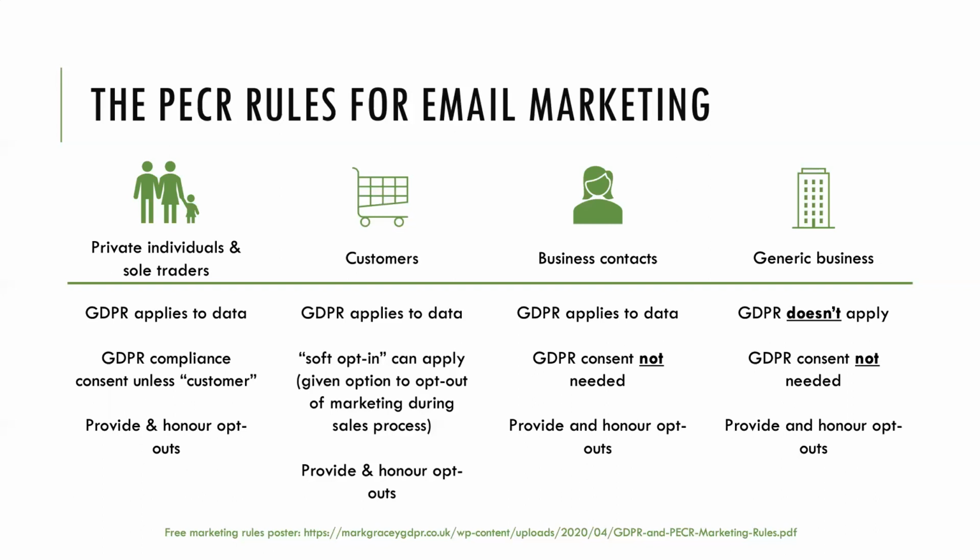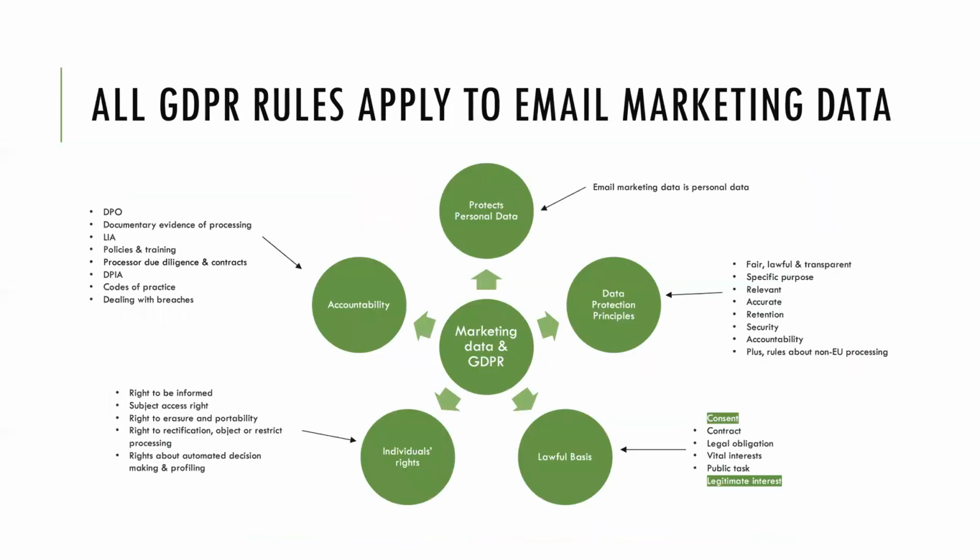So those are the PECR rules. You either need consent because of the type of people you're targeting, or you might be able to rely on soft opt-in if they're customers. You don't need consent for business contacts. And if you're dealing with generic business email addresses, then GDPR doesn't even apply. But for private individuals, sole traders, customers, and business contacts, of course, all of their data, in terms of how you may be using it, is covered by data protection. So this slide is a very top level summary of essentially the key parts of GDPR and how they apply.